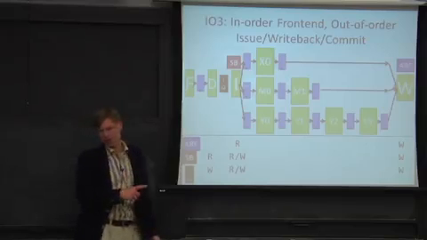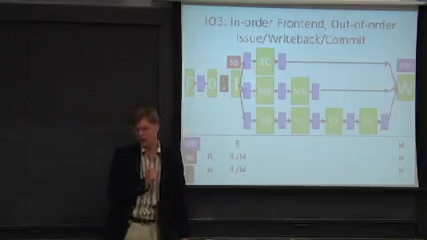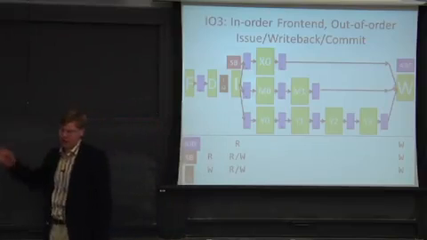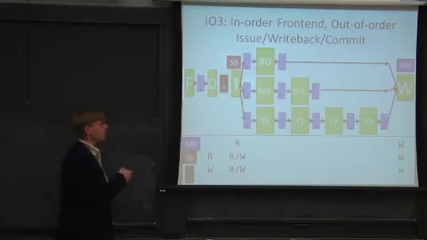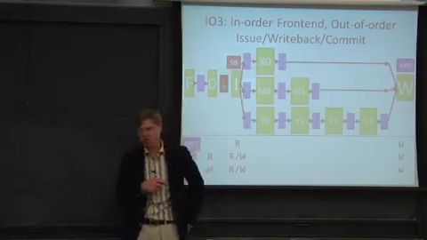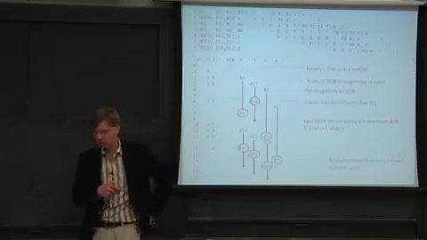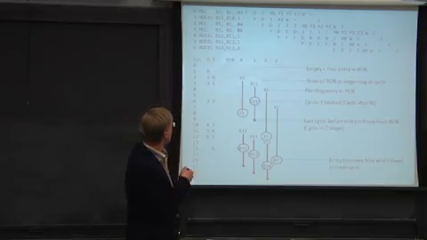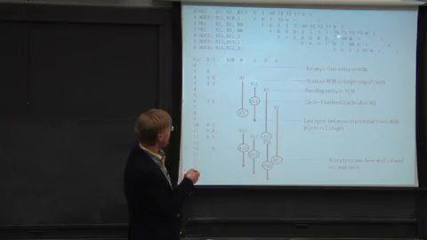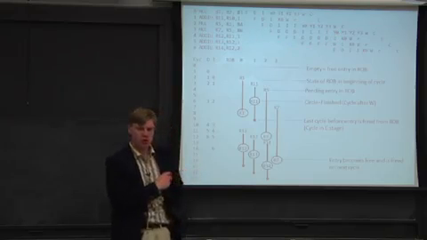In-order fetch. So we have an in-order front end, and we have out-of-order issue, write back, and commit. What this is going to try to do is fix some of the problems that we saw here, where, let's say, this instruction here, this add, is waiting to issue because our issue was in order.